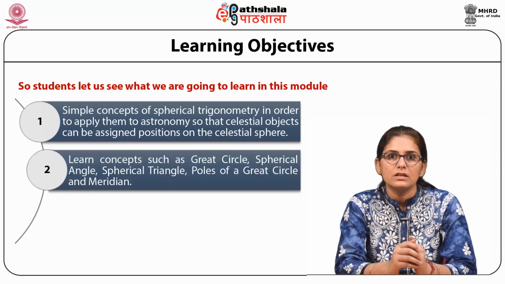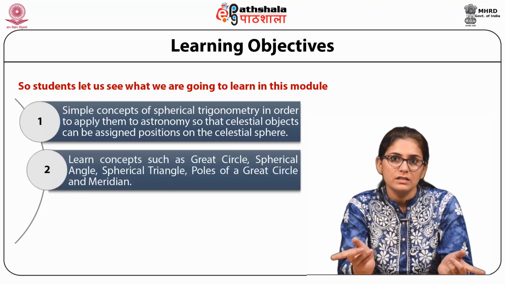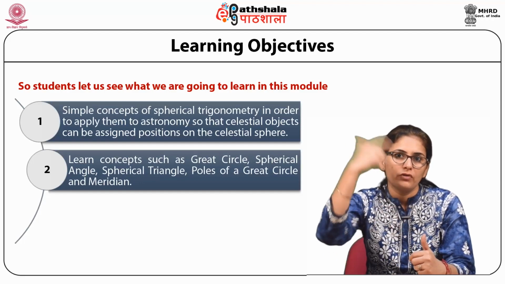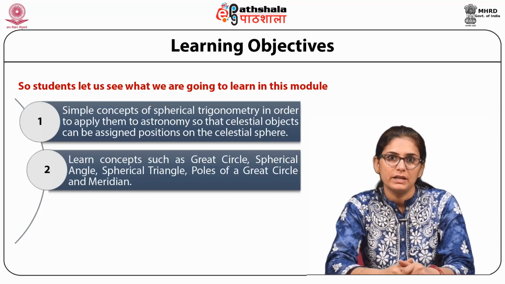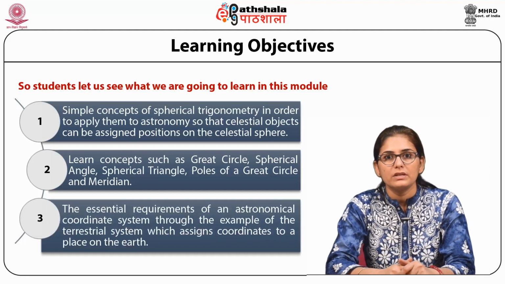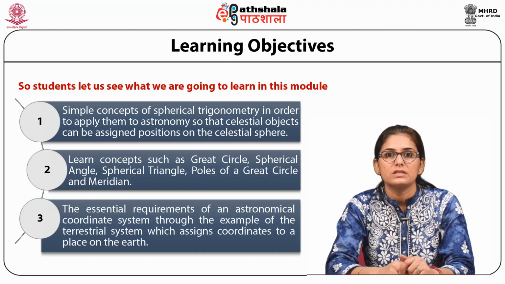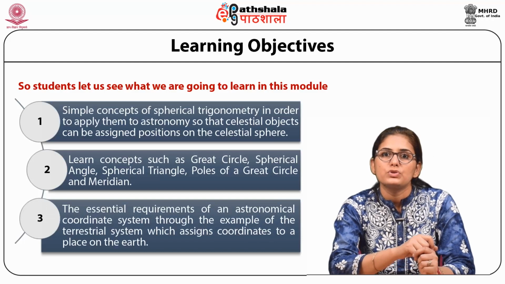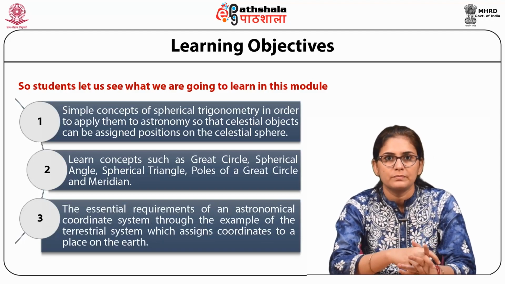We will learn the concepts such as the great circle, the spherical angles, the spherical triangles, poles of great circles and meridian. Under the essential requirements, we will also understand the essential requirements of an astronomical coordinate system through examples of terrestrial system which assign coordinates to a place on Earth.